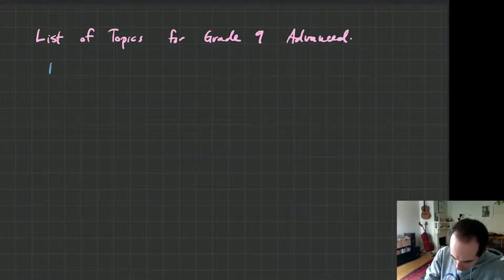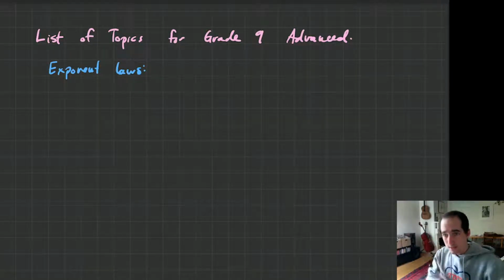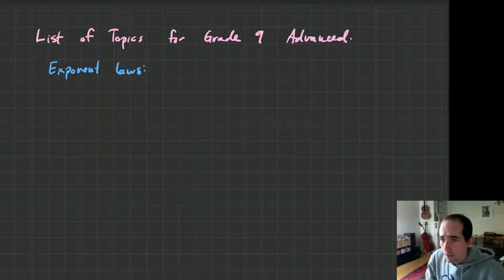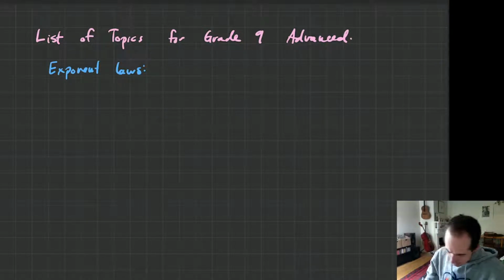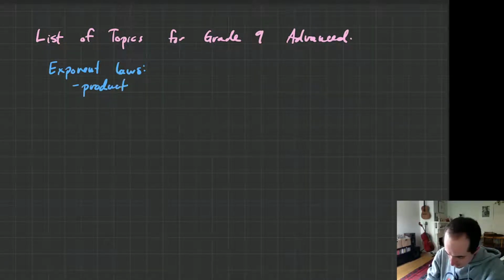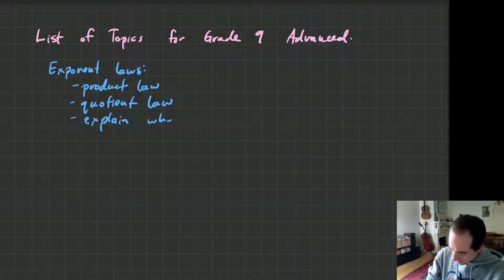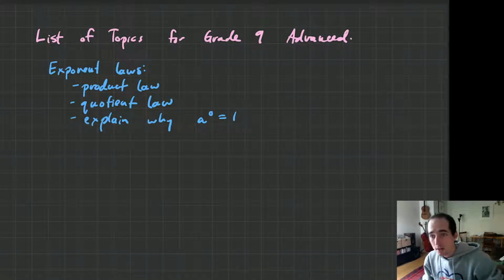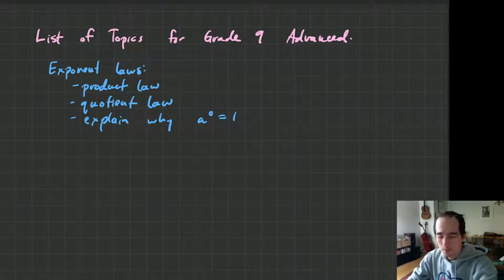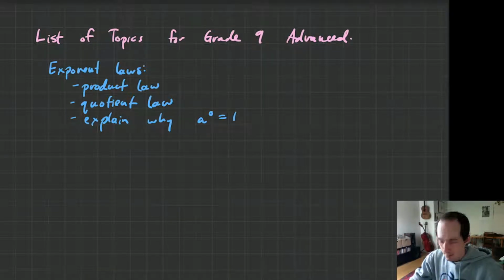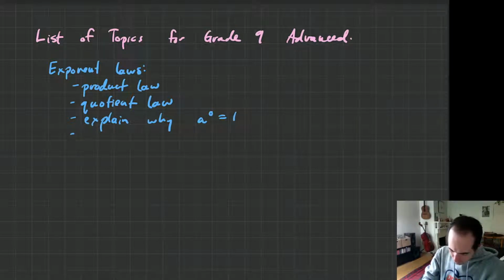So yeah, first up is exponent laws. Okay, so the exponent laws would be, we would have the product law. We would have the quotient law. We would have, being able to explain why a to the power of 0 is equal to 1, right? That's a really big one. Oh, Goose is now lying on the keyboard, kind of messing some stuff up. Okay, we would also have fractional exponents.